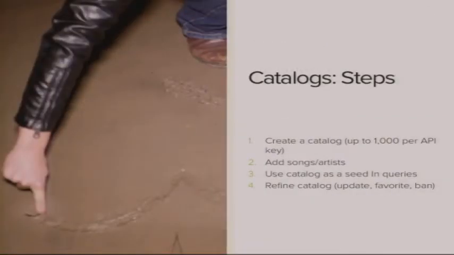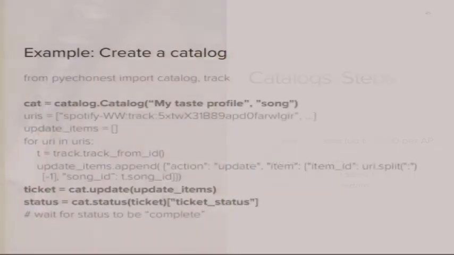profile. So the steps are, you create the catalog, you can create quite a lot per API key, 1,000 of them. You add songs and artists. I don't think there's any limit to how many songs and artists to put in there. Or, I guess there is, but it's high. And then you can use the catalog in searches and queries, and later on give the user an opportunity to add a rating or choose favorites or ban an individual artist or track.